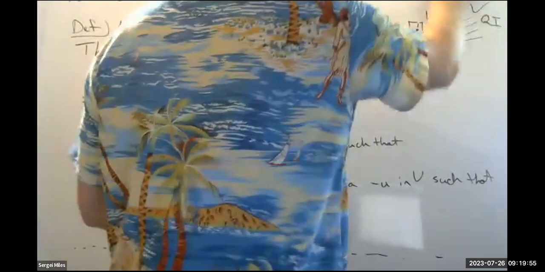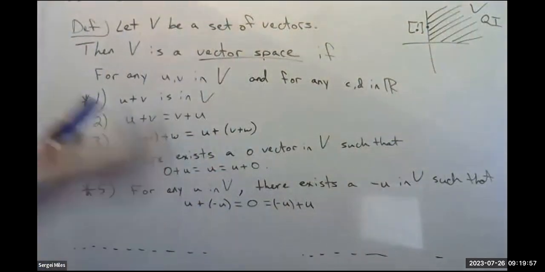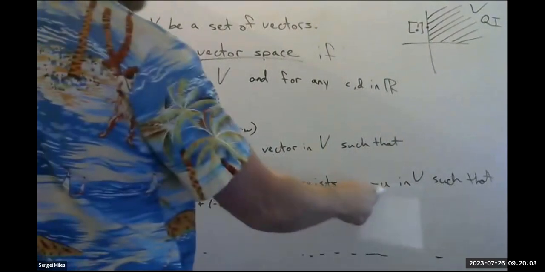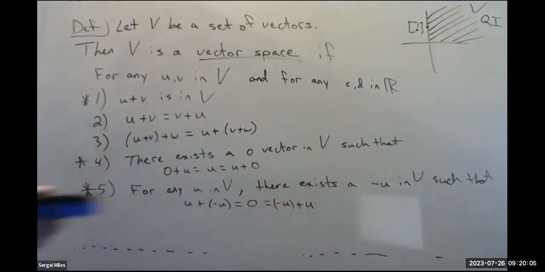So this example where I have an infinite set of vectors in quadrant 1 is also not a vector space. Why? Because I don't have these inverse vectors. I don't have inverse vectors I can add together that results in 0. So this is also number 5, a key point you want to highlight for vector spaces.